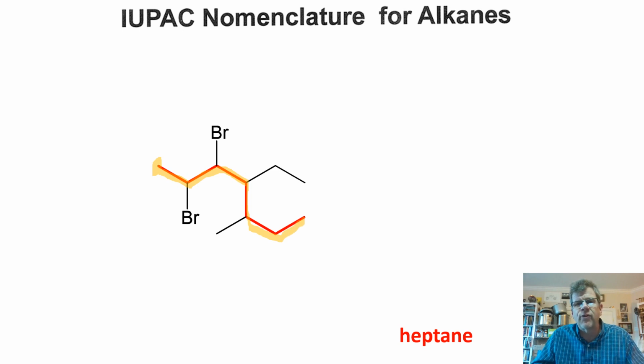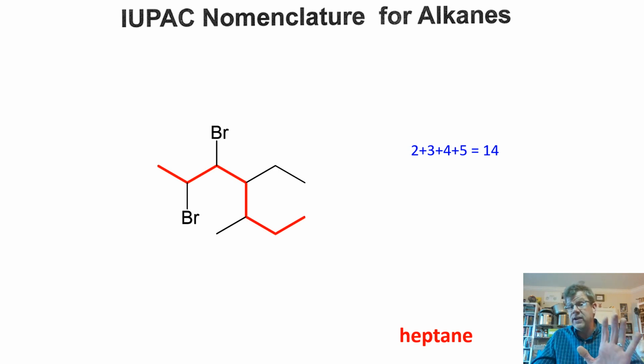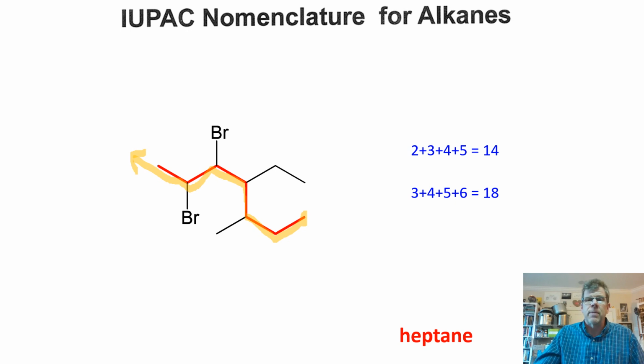2, 3, 4, 5. So I can add those numbers up and get another number. Fair enough. 14. 2 plus 3 plus 4 plus 5. Let's try numbering the other direction. So over here on the right, we said this is our 1 carbon, there's our 2. So we have substituents on the 3, the 4, the 5, and the 6 carbon going this direction. So that would be, if we add those together, 3 plus 4 plus 5 plus 6 is 18.